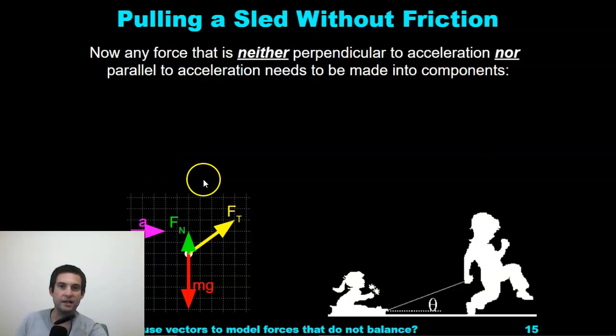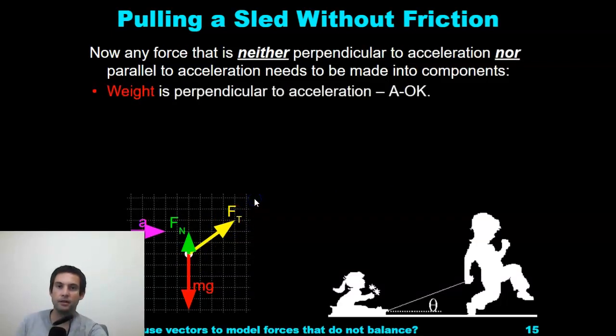Now any force that is neither perpendicular nor parallel to the acceleration needs to be made into components. So parallel to the acceleration is going to be exactly to the right. Do you see any forces exactly to the right? Perpendicular is going to be up and down. Do you see them up and down? Yes. Normal and the weight. So these don't need to be broken into components. But this one that is neither perpendicular nor parallel needs to be broken into components.